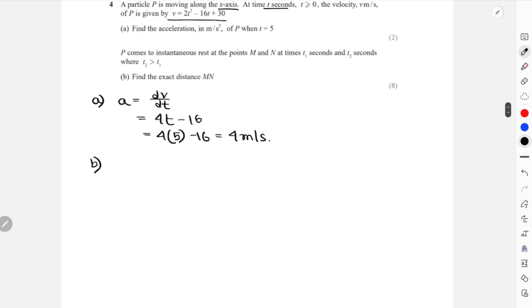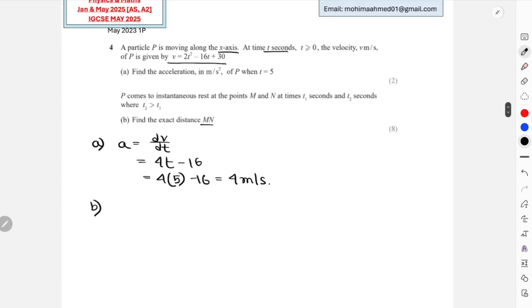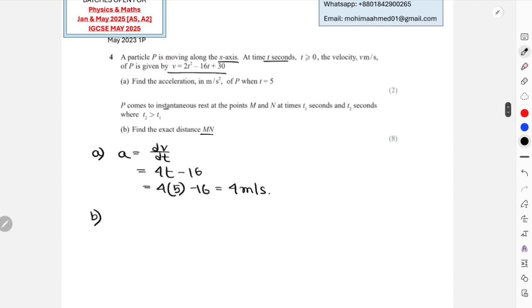After this you have to find the exact value for M and N, but it was stated that P comes to instantaneous rest at points M and N. At both these points the object will be at rest. So M is for t equals 1, N is for t equals 2 seconds. It was already stated that t2 comes after t1, so it will be greater than t1. You have to find the exact distance in between these two cases.